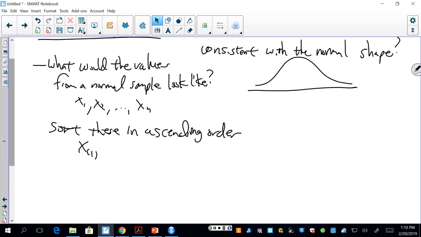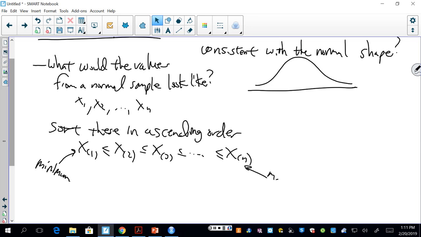the smallest one is called x with a 1 in parentheses. It's not the first observation you see, but it's the smallest one. And that would be less than or equal to the next sized one, etc., up until we get the largest one. This one at this end is the minimum, and this one up here is the maximum. And when they're put in order like this, these are called the order statistics.